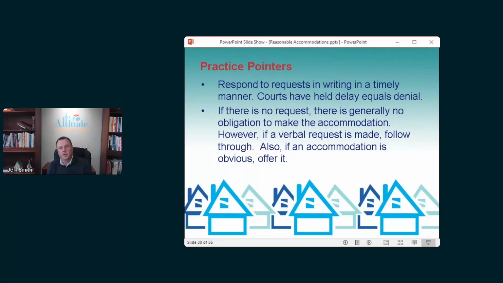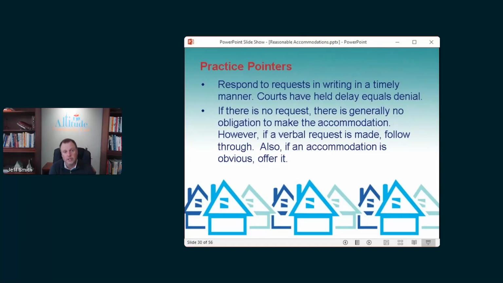You want to respond to requests in writing in a timely manner. Courts have held delay is the same as a constructive denial. So if you get a request in for this and your board doesn't meet for 3 months and you don't make a decision for 3 months, courts have held that might be constructive denial and the association could be liable. So anytime you get a reasonable accommodation request, you want to get that to the board as quickly as possible, and then get that to the attorneys as quickly as possible. The longer the delay, the bigger the problem.